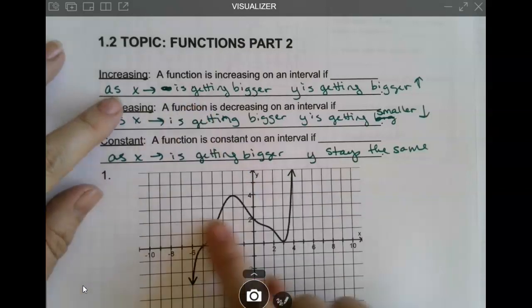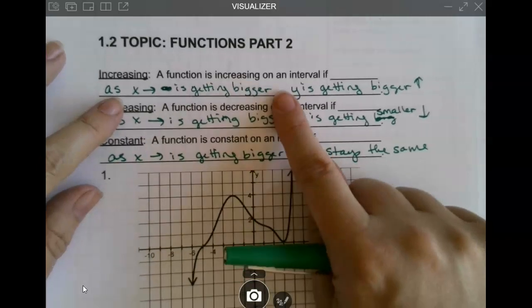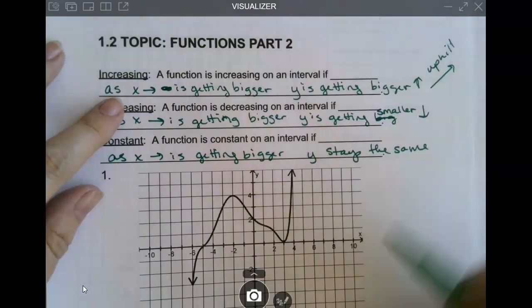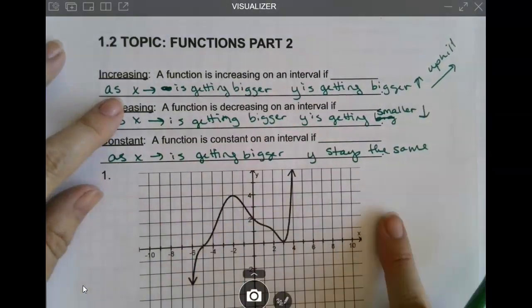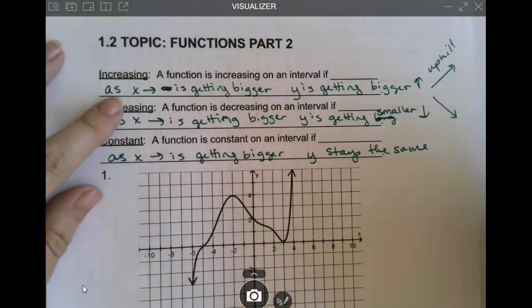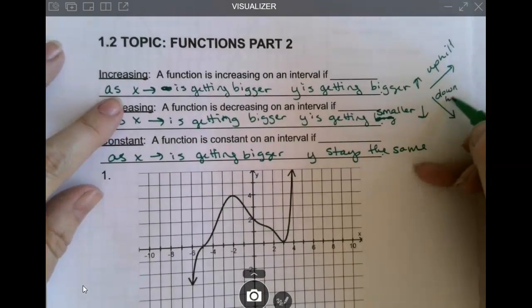Basically, as we go this way, if the y value is getting bigger, then it's increasing. I think about this as going uphill. Uphill, increasing. As I go from this side to this side, if the y is getting smaller, in other words, it's going like this, that's decreasing. And I think about that as going downhill.